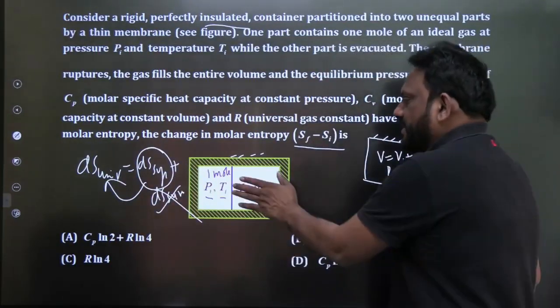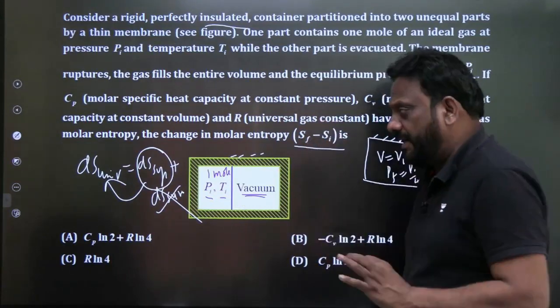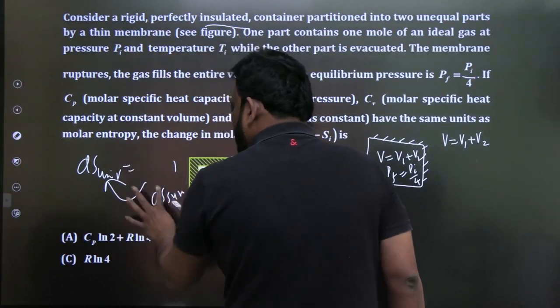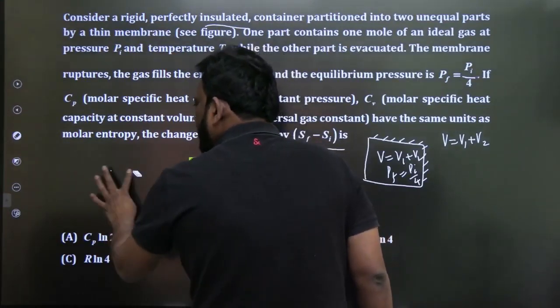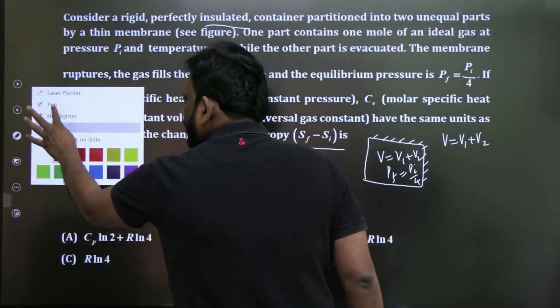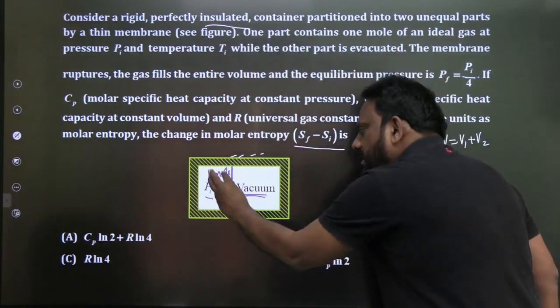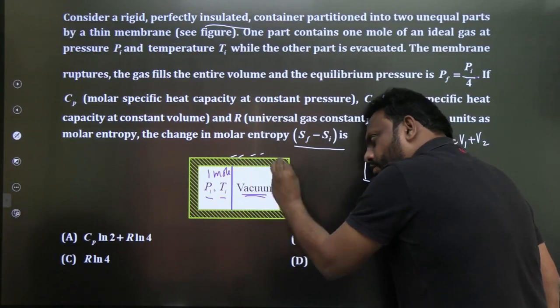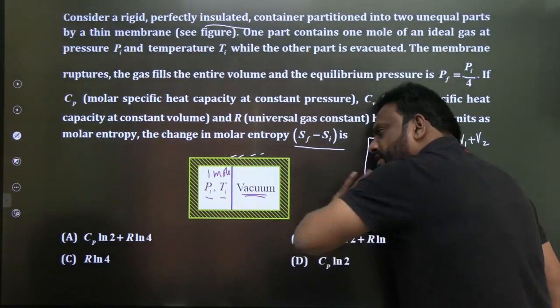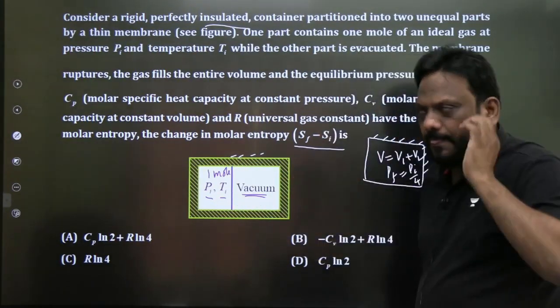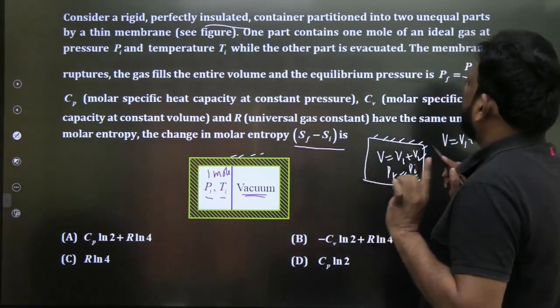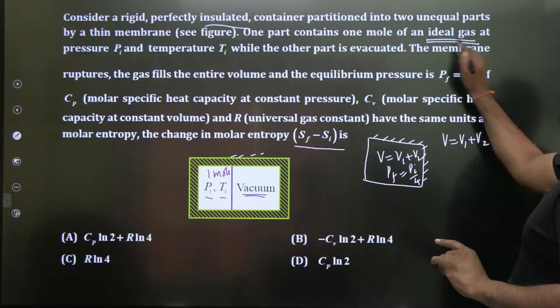But here the system is an ideal gas. Now we should identify the process. Whenever you are trying to do questions, you should identify the process. And you know, it is an example of free expansion. The gas is expanding against nothing. It is unrestricted. There is no restriction for the gas to expand. It is expanding freely. And moreover, he gave the system as an ideal gas.